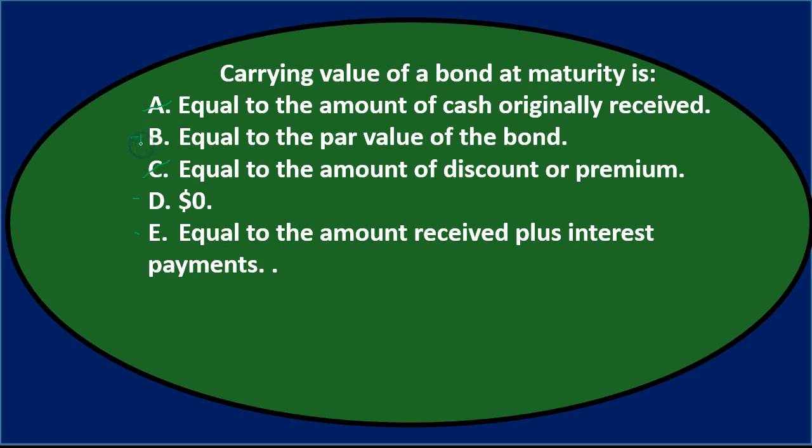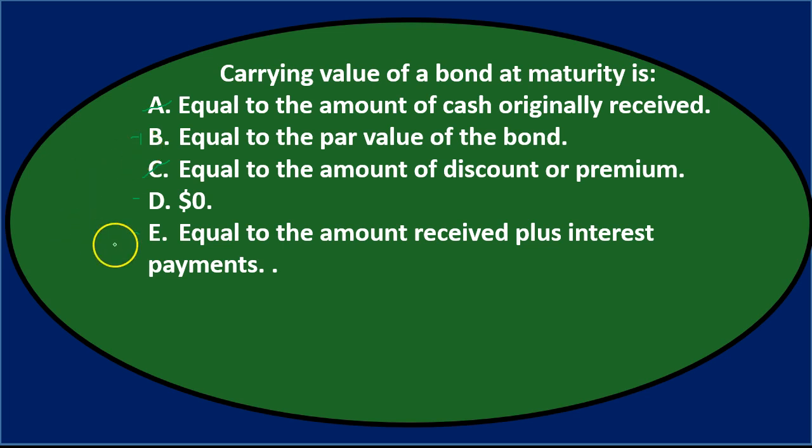So it's actually going to be B. D says 0, which isn't right because before you pay it off, you're going to be left with the face amount of the bond you still have to pay off. Now, of course, after you pay it off, it'll be at 0. So you could say, well, after you pay it at maturity, it'll be 0. But we're not looking for that.